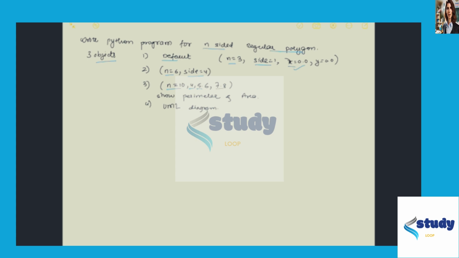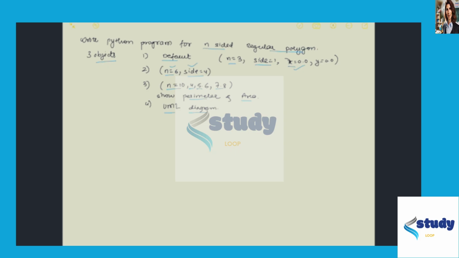And we have to write these parameters as private variables. Okay, and we have to show the perimeter and area of the object, that is the polygon's perimeter and area. And we have to first form the UML diagram. So let's start with the UML diagram.